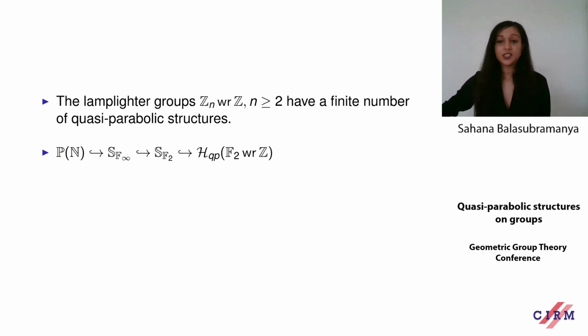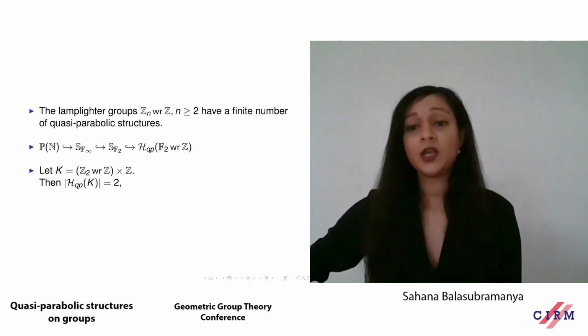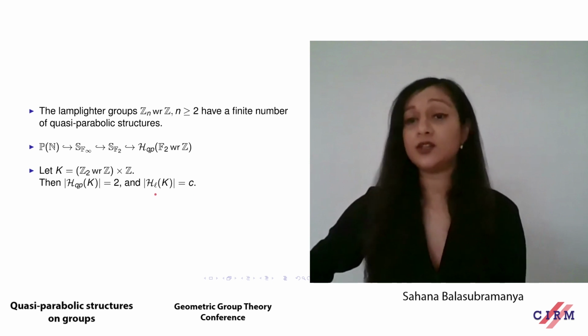And lastly, what is the example of the group that has strictly more lineal structures than quasi-parabolic structures? I claim it's the group that looks like this. It's the standard Lamplighter group direct product with Z. This group only has two quasi-parabolic structures, and those are precisely the quasi-parabolic structures that come from the Lamplighter group. The direct product with Z does not contribute any new quasi-parabolic structures. However, I claim that this group has uncountably many lineal structures.